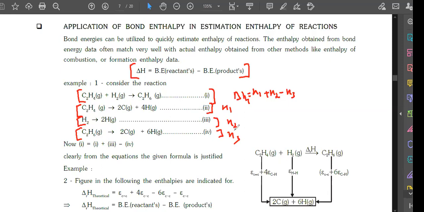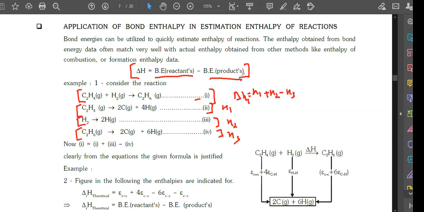Got it? So you understood how delta H of a reaction is H1 plus H2 minus H3, which is total bond energy of reactant minus bond energy of product. Yes, everyone got this one at least? Tell me, everyone got this concept? Just raise your hand. Okay, very good, everyone.